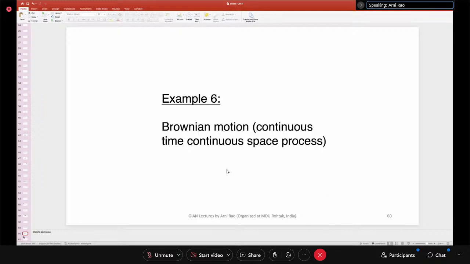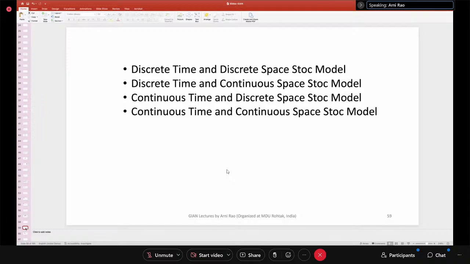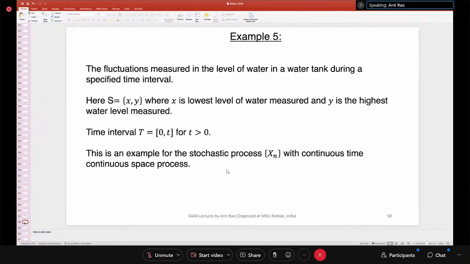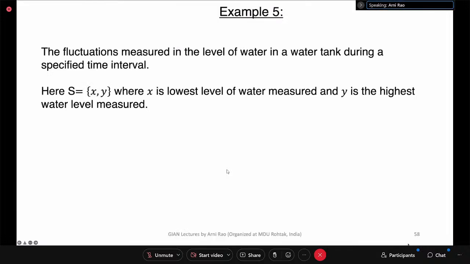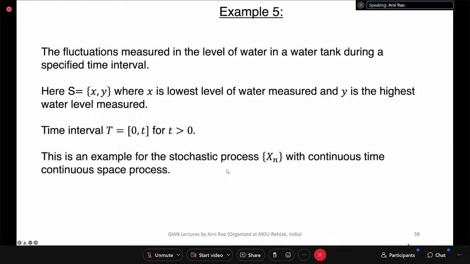A special kind of example that is, but the previous water tank example is given. That's very much enough. That's more realistic, more practically meaningful. Water tank example here: the level of water measured in an interval, and the level is continuous, time also continuous. So the stochastic process is continuous time, continuous space.